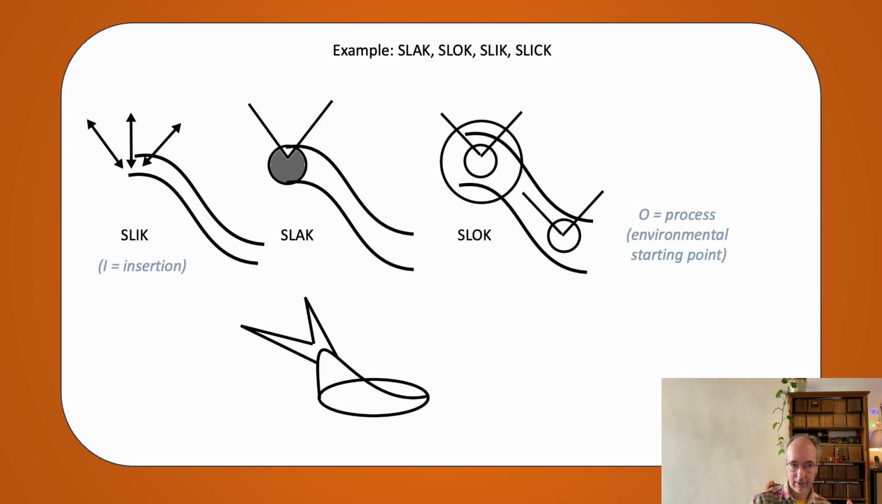SLIK has to be the E and the K combined, so something is coming in. SLAK is with a pinpointing on the head, and SLOK is starting from an environment. The O is an environmental starting point, but it's also part of a process. It's an environmental starting point of where you can follow a process.